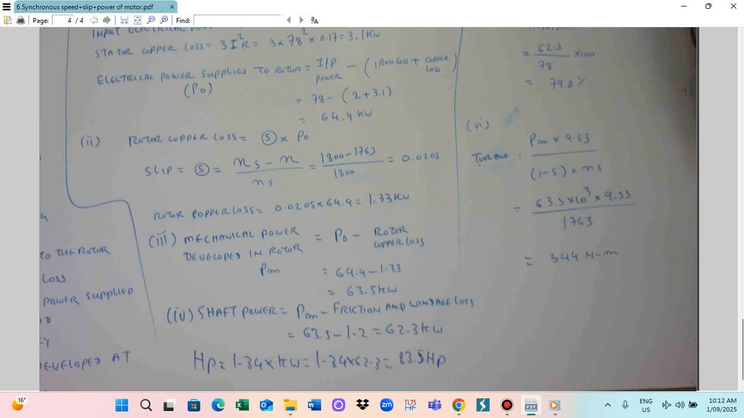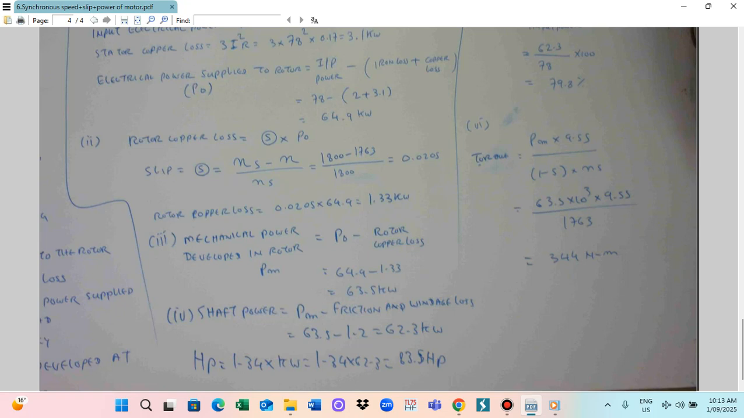So firstly, we need to calculate the mechanical power developed in the rotor. So PM, mechanical power developed in rotor. The formula will be P0 minus rotor copper loss. So the P0 is 64.9 minus 1.33. So then you get 63.5 kilowatt. So mechanical power developed in rotor is 63.5 kilowatt.